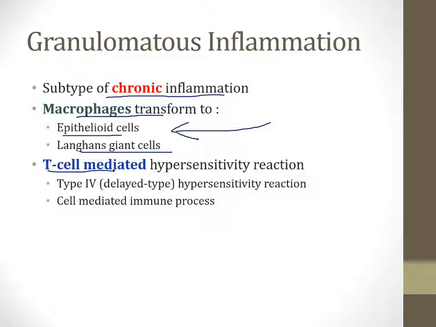T cells are often involved in this type of inflammation, and this is an example of a T cell mediated hypersensitivity reaction. In the immunology videos, I talk about the four traditional types of hypersensitivity or immune reactions. The fourth type, the so-called type 4 or delayed type, involves cells. It's called cell-mediated immunity, and it can involve cells like T cells and macrophages. And granulomatous inflammation is an example of type 4 hypersensitivity.